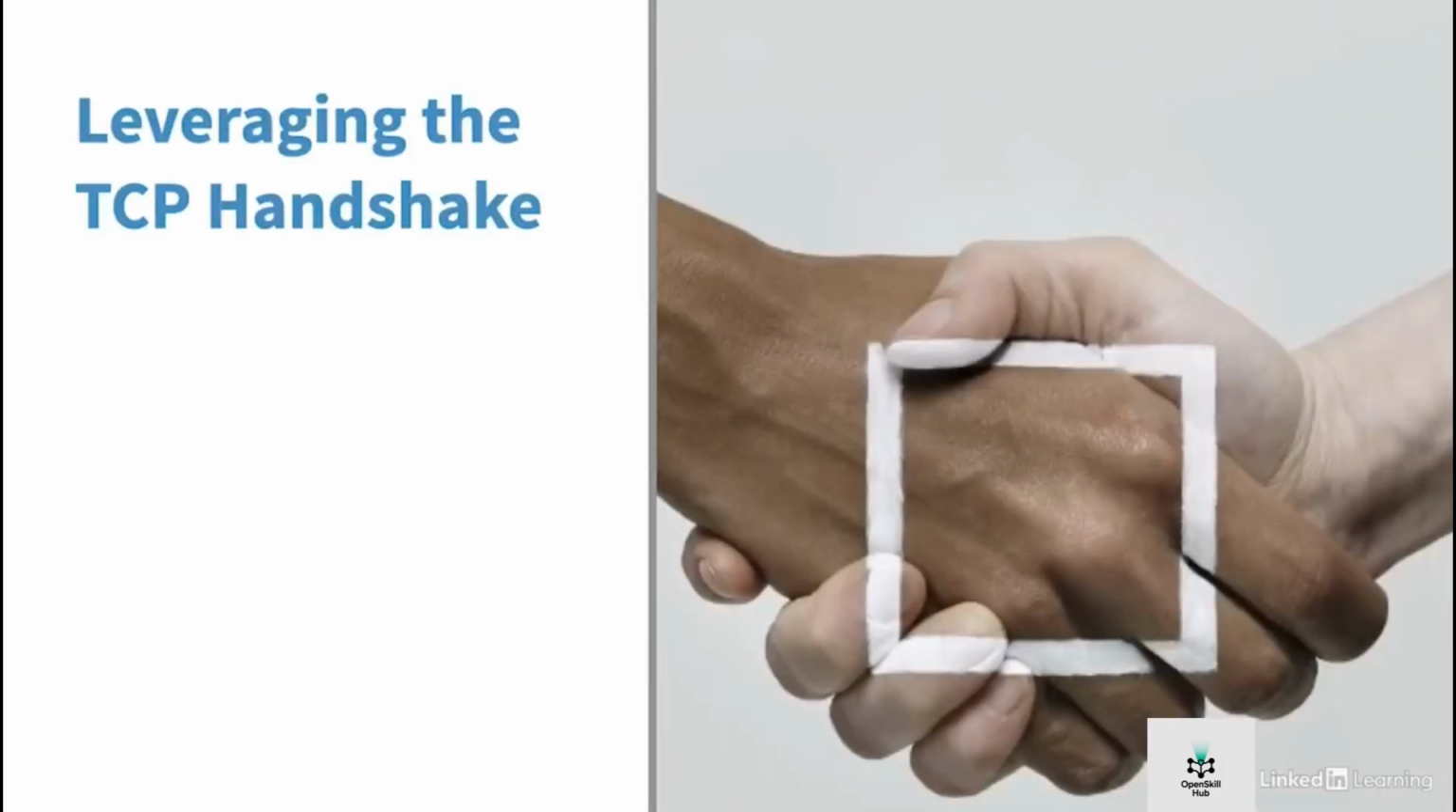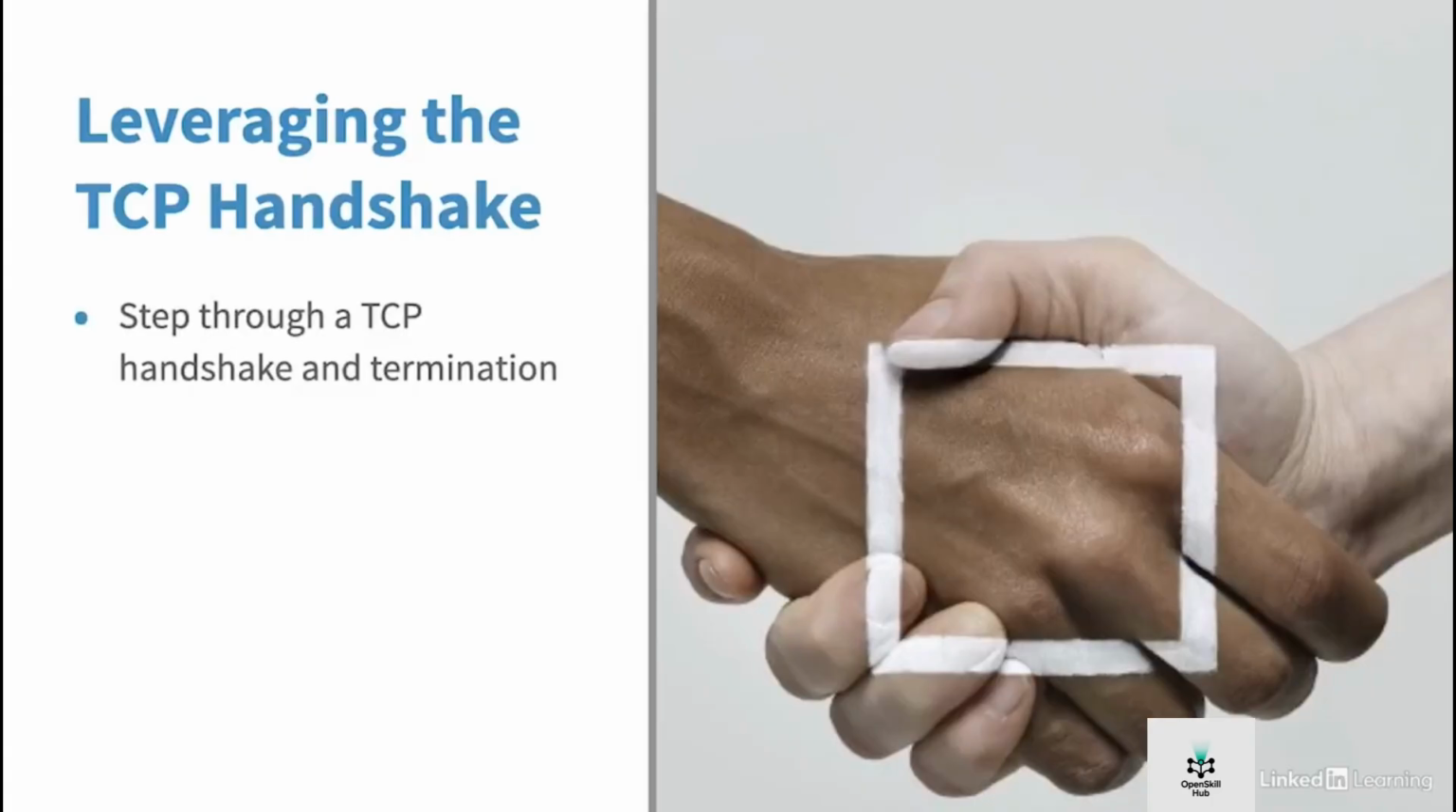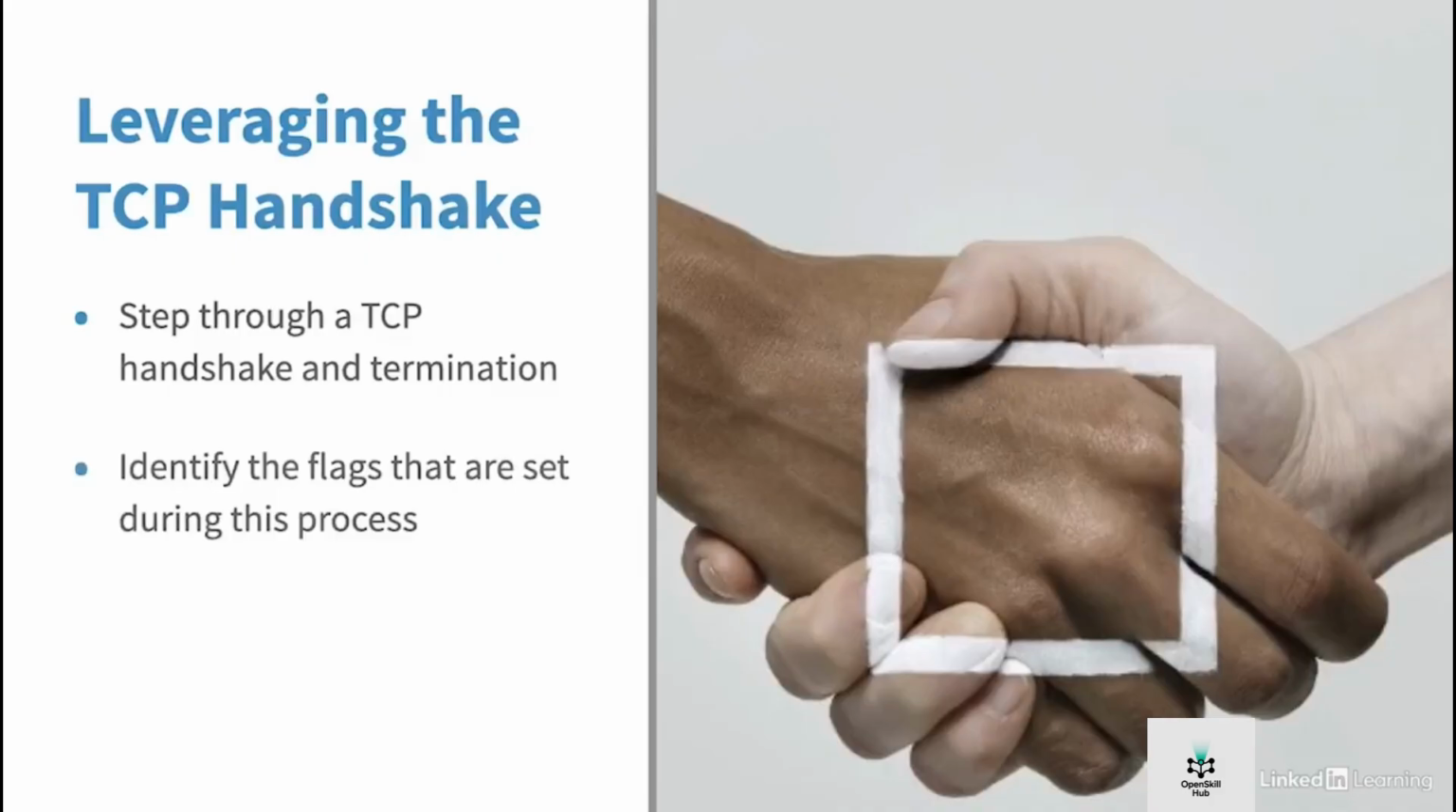TCP is a connection-oriented process, and several network scans use part of the handshake and termination process to get responses from a host. In this segment, we'll step through a TCP handshake and termination and identify the flags that are set during this process.